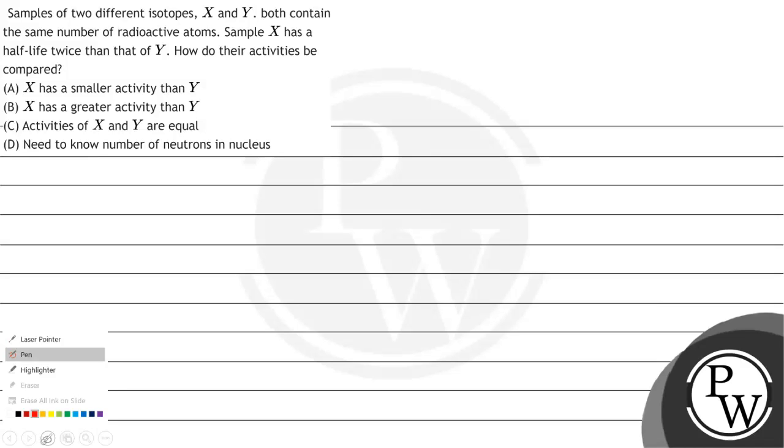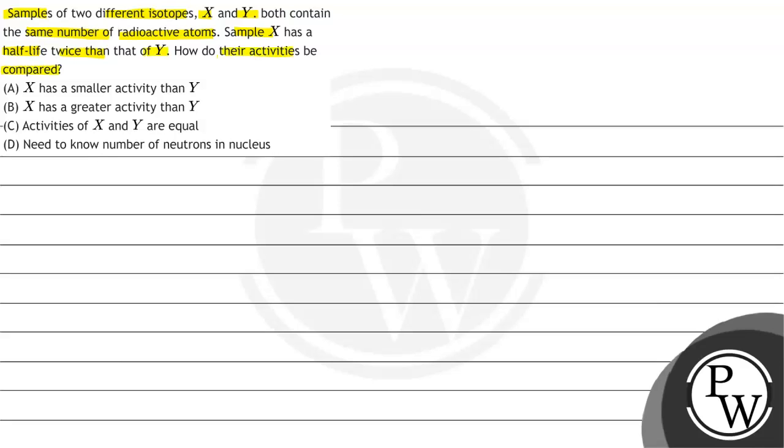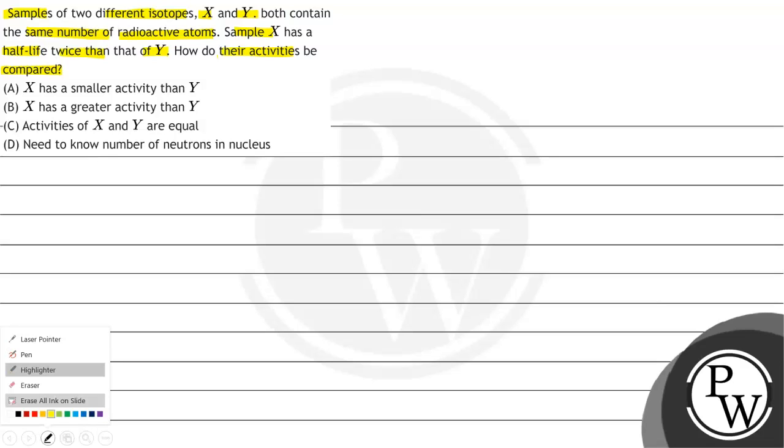बच्चों, let's read the question. So the question says, samples of two different isotopes X and Y both contain same number of radioactive atoms. Sample X has a half-life twice than that of Y. How does their activity compare? So we have to compare the activity of X and Y.